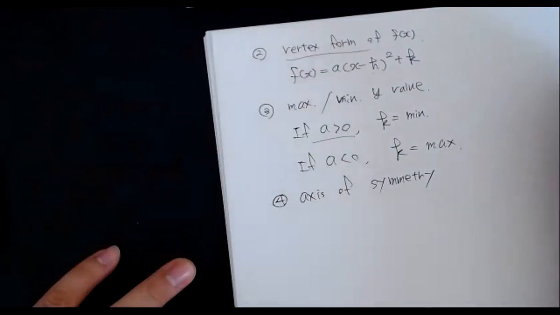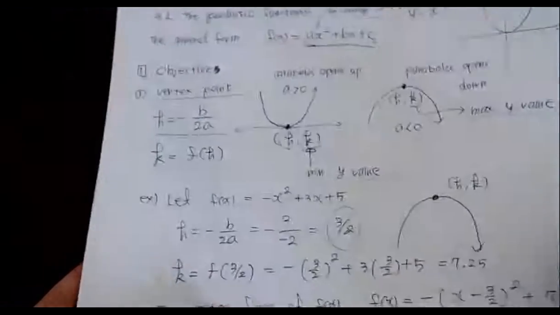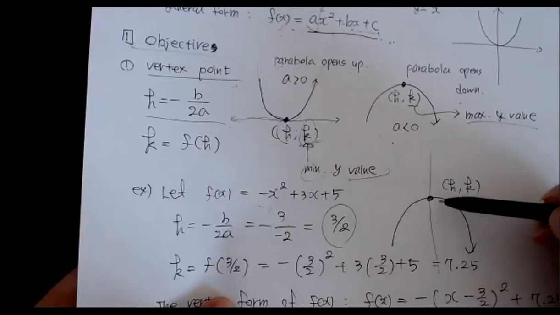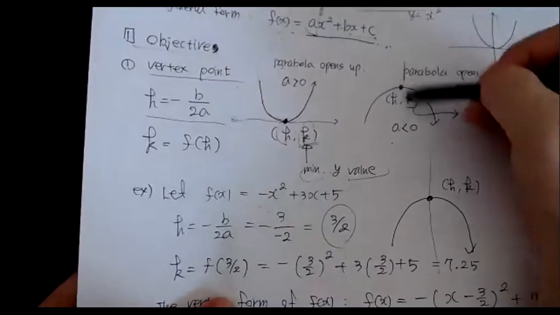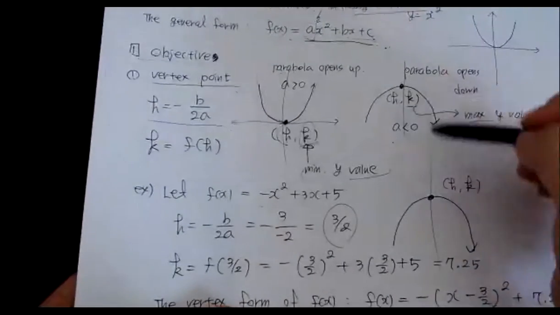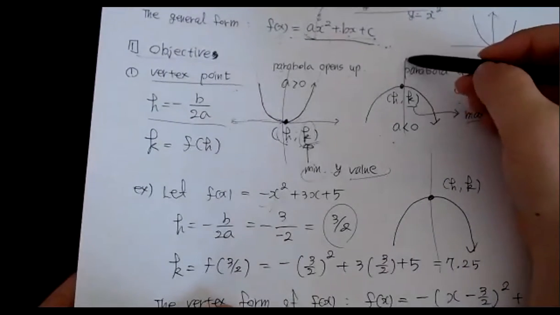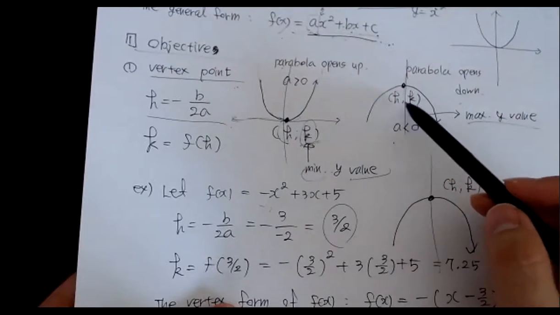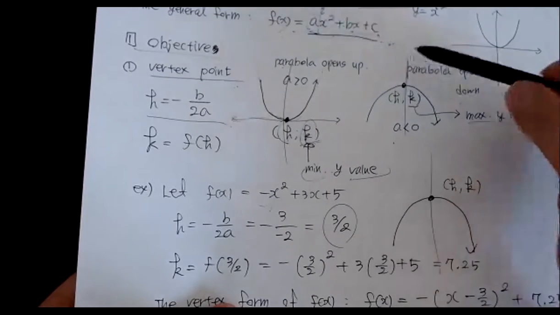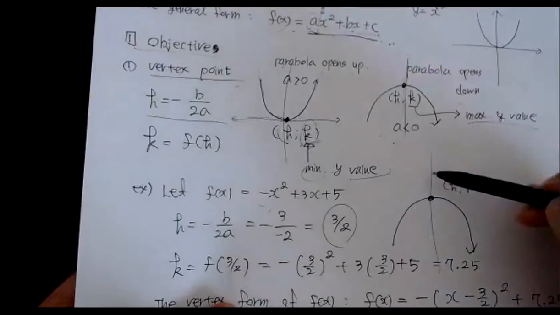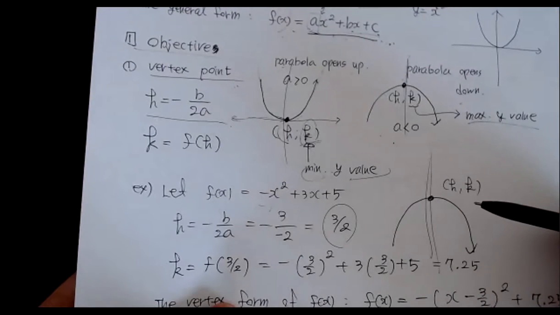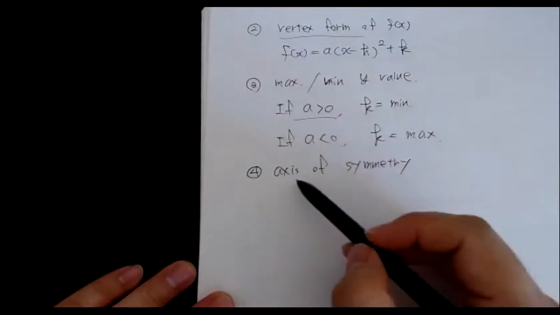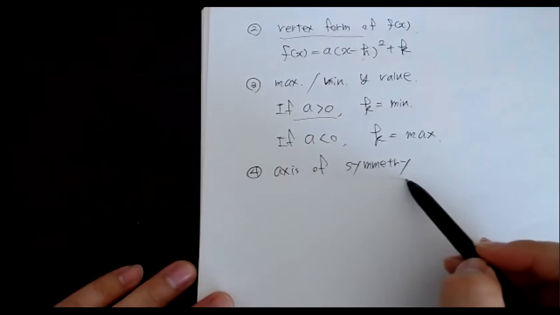The next one is the axis of symmetry. What is the axis of symmetry? Every single parabola is symmetric about the vertical line passing through the vertex. If you divide the parabola by the vertical line passing through the vertex, the parabola is symmetric about that vertical line. This vertical line is called the axis of symmetry. Now you can see why the name of that vertical line is axis of symmetry. Symmetry means what?